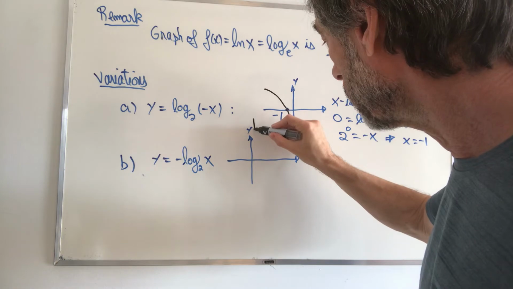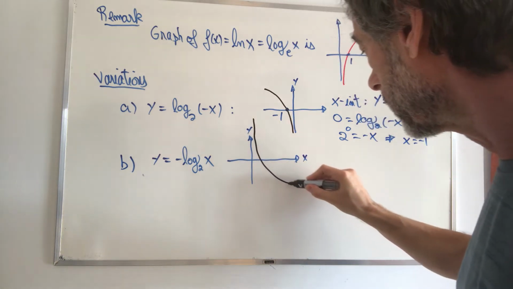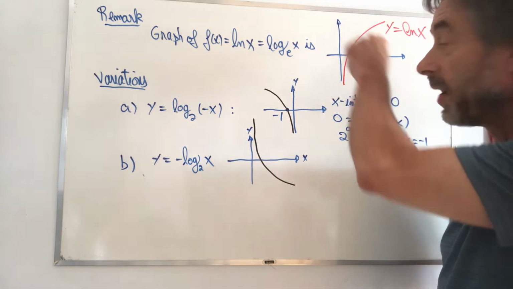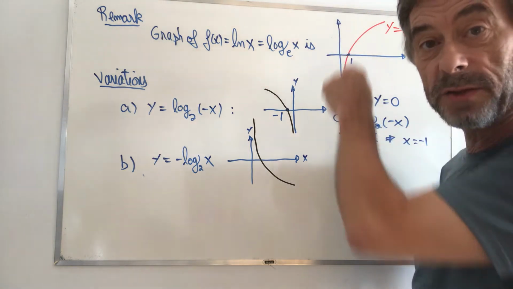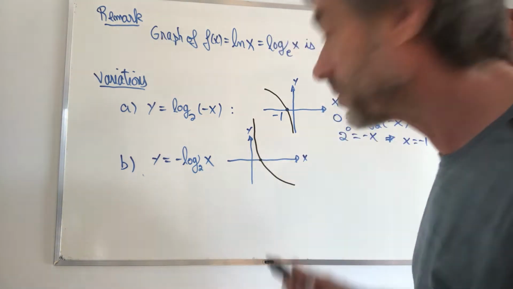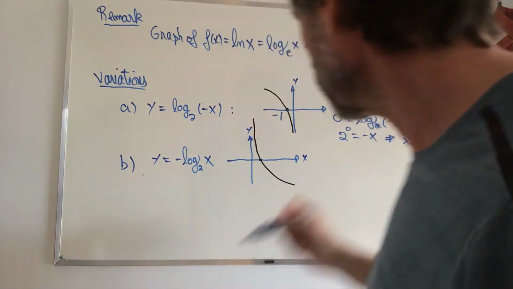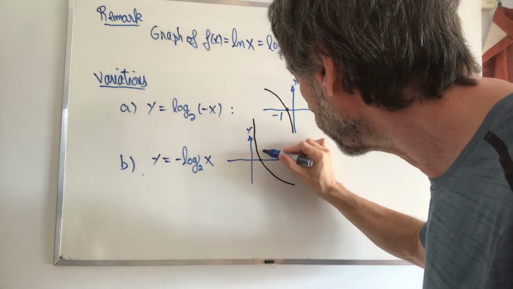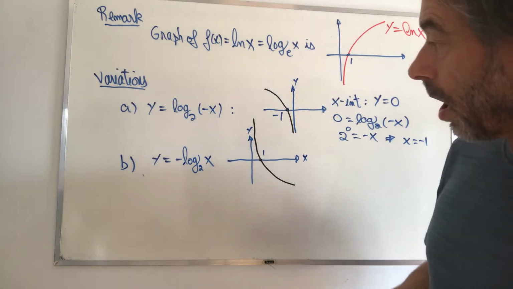So this time the asymptote does this. See how the curve is actually somehow inverted with respect to the standard log. And once again, we have the intercept here at positive 1. But it's the log of minus x.